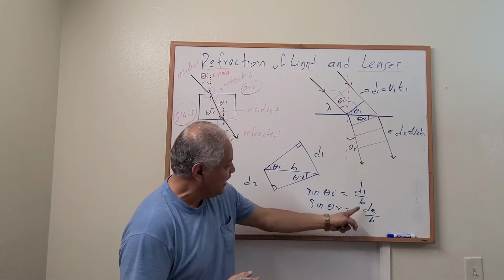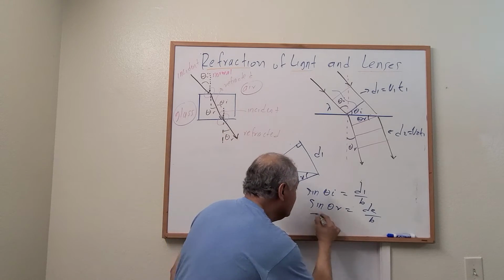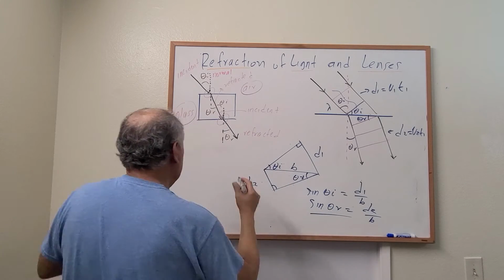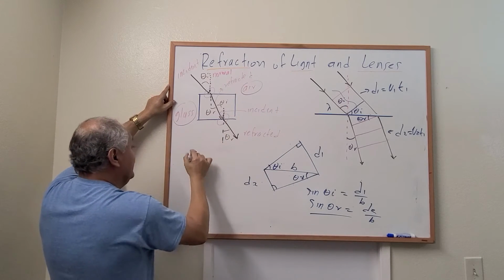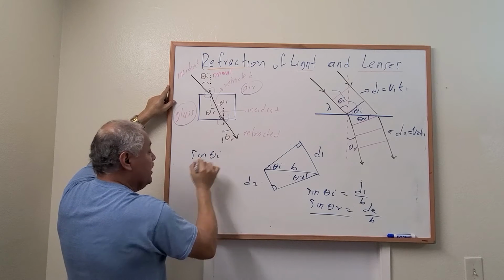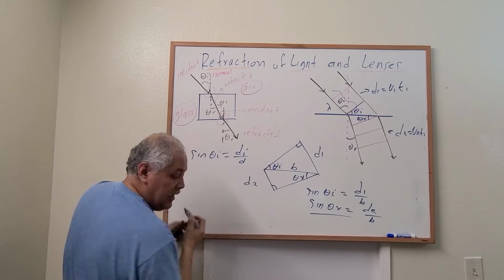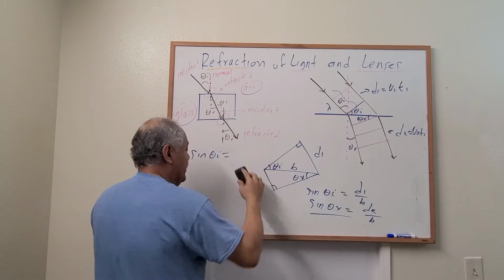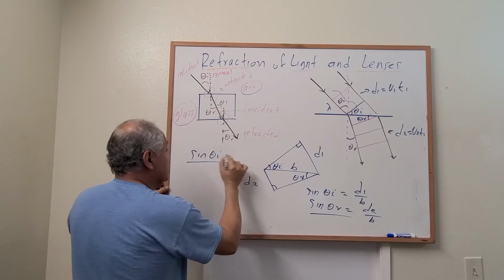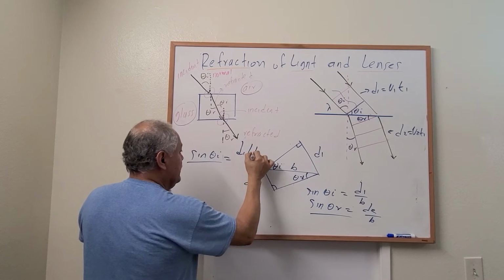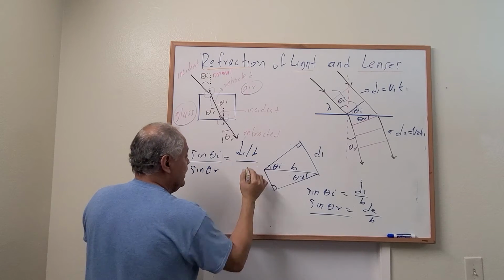They have something in common, right? What is that quantity? B. What happens when we divide these two? Let's divide these two. We have sine theta incident equals D1 over B, right? And sine theta refracted equals what?